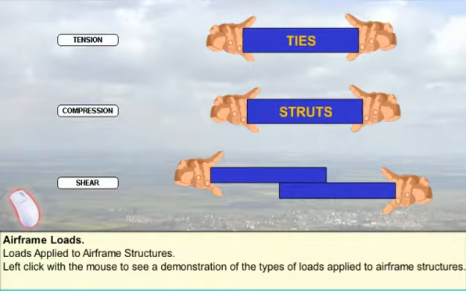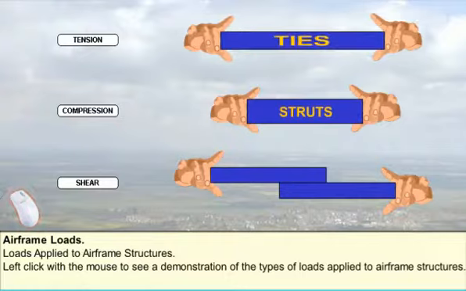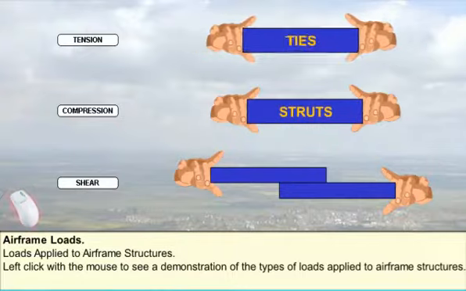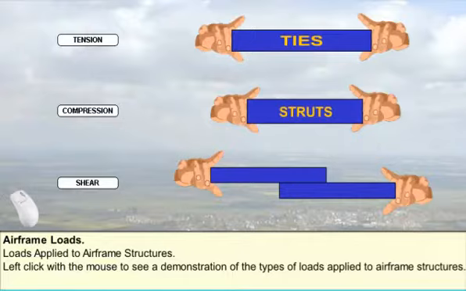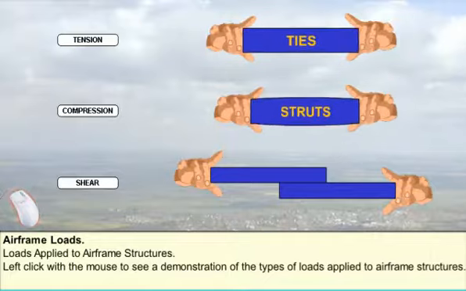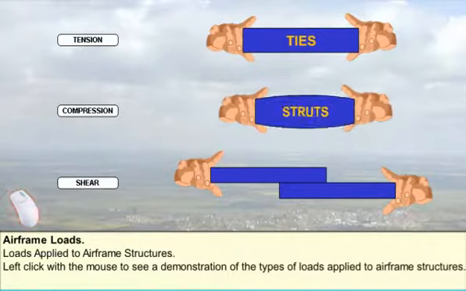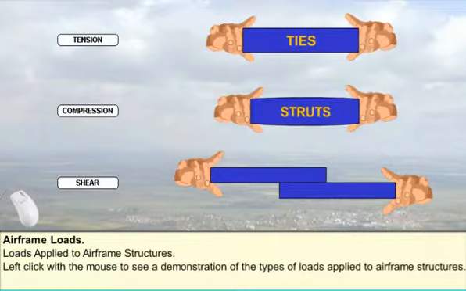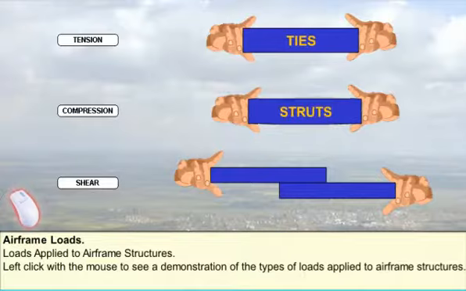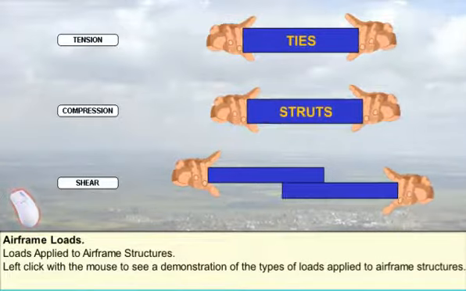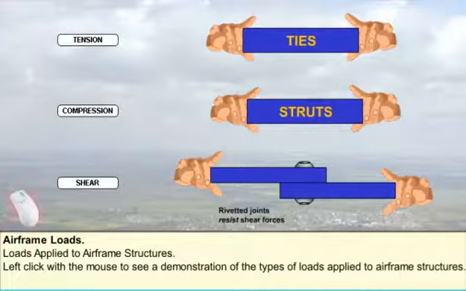A tension, or tensile load, is one which tends to stretch a structural member. Components designed to resist tensile loads are known as ties. Compressive loads are the opposite of tensile loads and tend to shorten structural members. Components designed to resist compressive loads are known as struts. Shear is a force which tends to slide one face of the material over an adjacent face. Riveted joints are designed to resist shear forces.